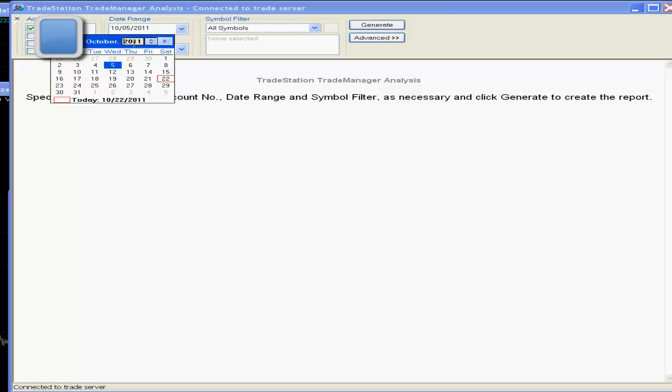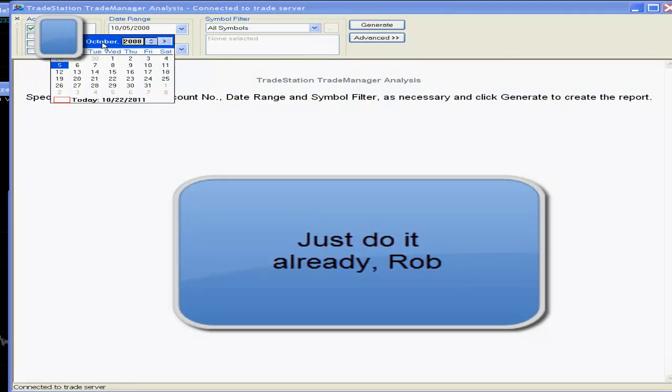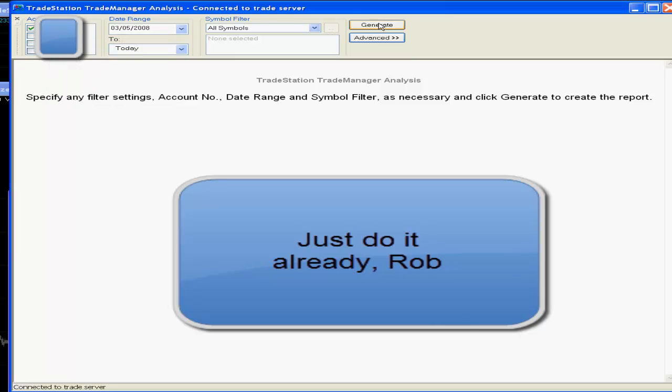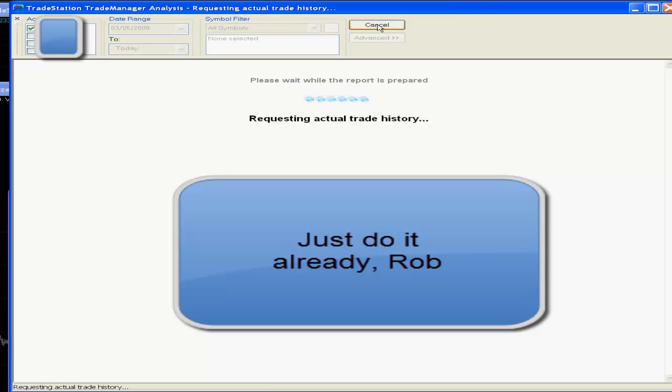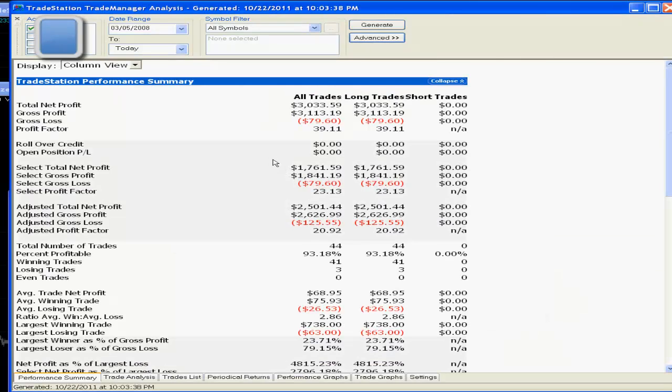Let's look here. I'm going to go really far back. I know people like to ask what happened in March of 2008, people are always interested in that. So let's see what we can get. I don't even know if TradeStation is going to generate this in time. Sometimes it takes some hours. Okay, it came up pretty quickly.